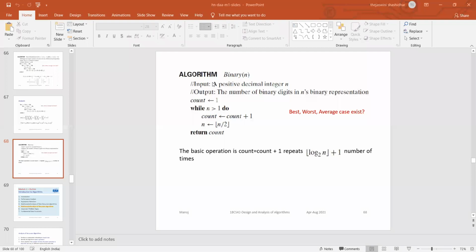Okay, now you come for the next one, binary. What is the binary? Here we are going with the binary representation of a decimal number, binary of n. Can anybody tell me what is the binary value of 2?